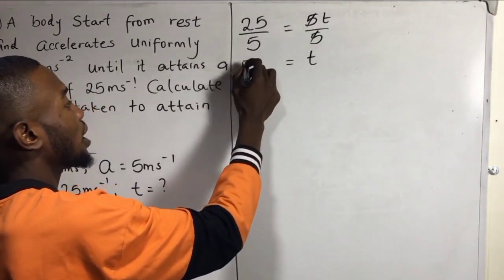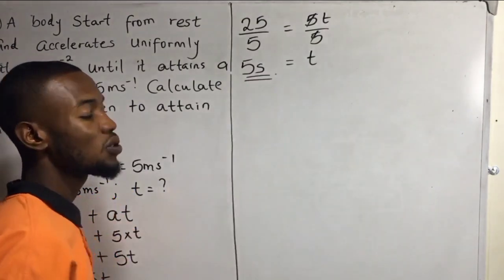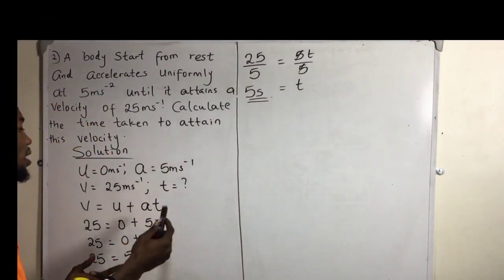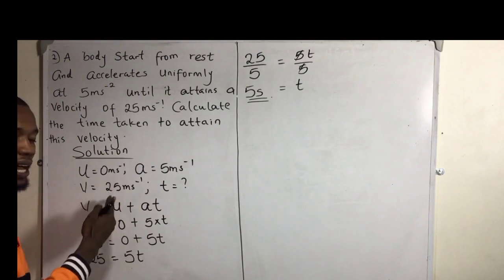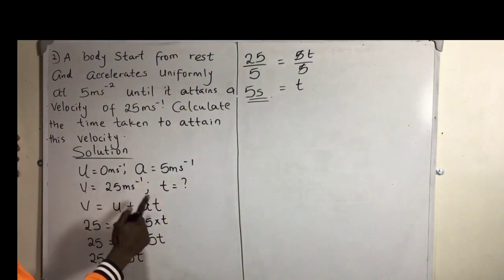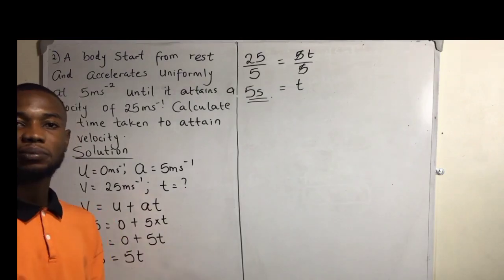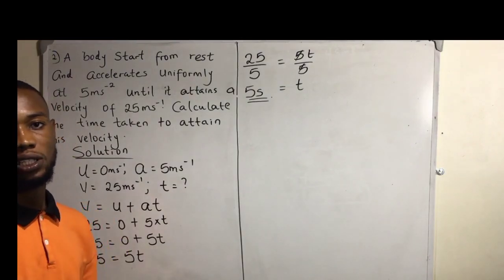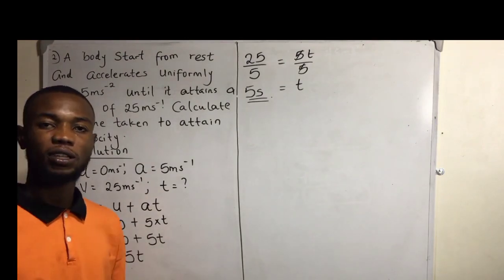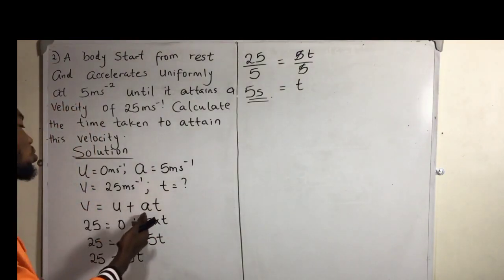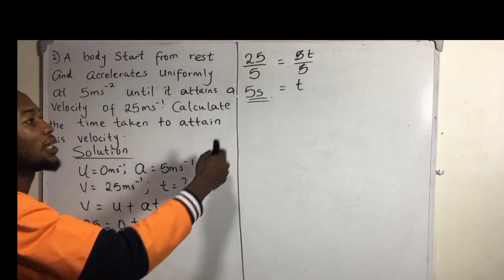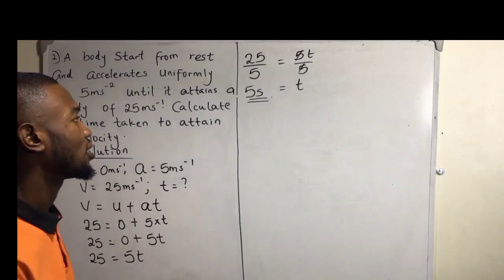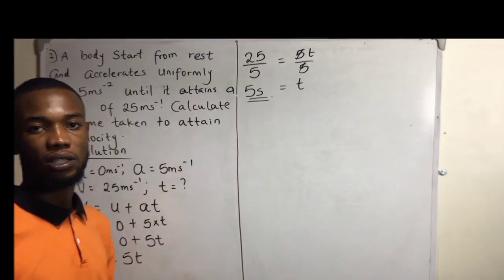5 in 25, that should give 5 seconds. So if you look at this question, this body starts from rest and accelerates at 5 meters per second squared. We found out that it has attained its maximum velocity to be 25 meters per second. Now the question: what is the time taken for it to attain this maximum velocity? If you check all the formulas, the most suitable one to solve is v equals u plus at, because it has what you are looking for, and we have all these parameters in the question. When we substitute, at the end of the day, the time taken for this body to attain its maximum velocity is just 5 seconds.